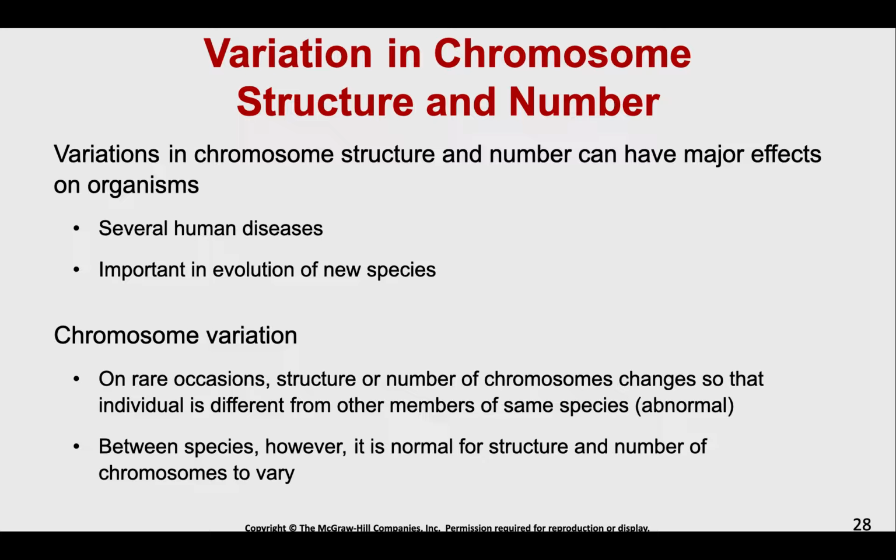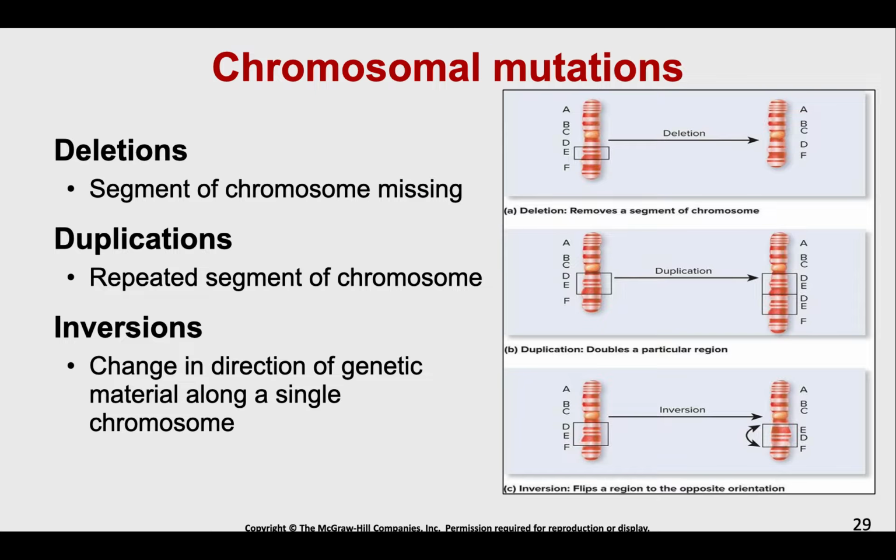So again, fruit flies only have 8 chromosomes. We have 23. That's a normal variation. Now if somebody had 24 and they were a human, that would be abnormal. So we can have chromosomal mutations, mutations within the chromosome itself. And we're just going to briefly go over this. If you take genetics in a few years, you will go over this in much more detail.